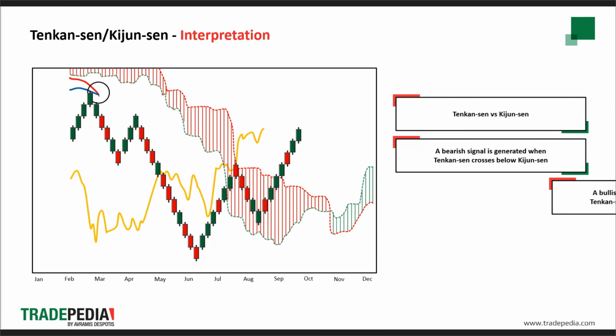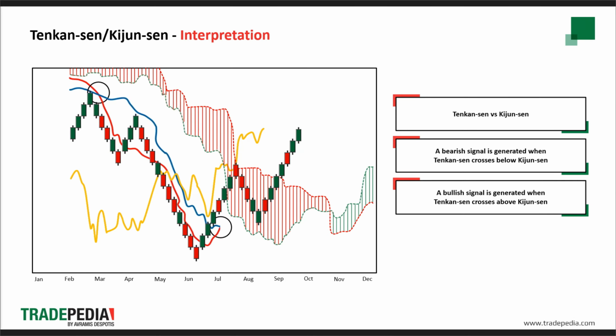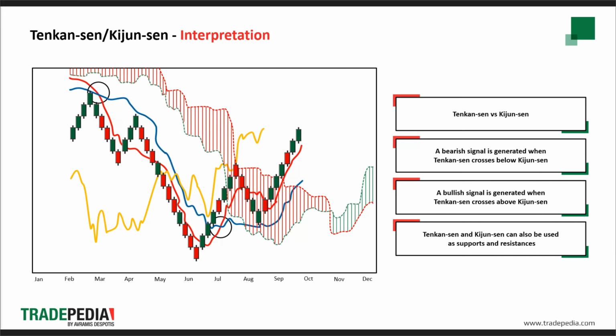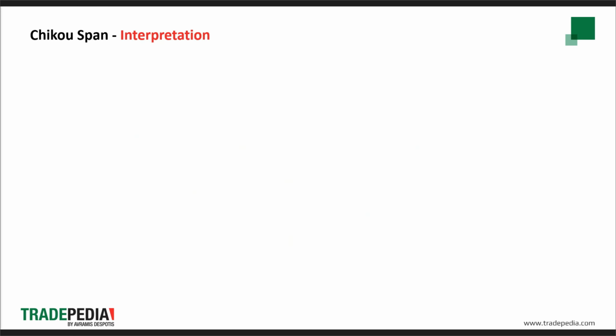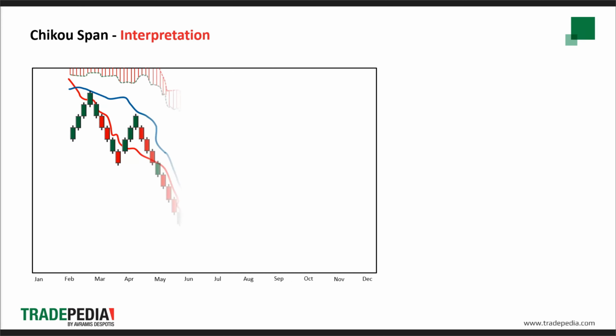And then we have the Tenkan-sen and Kijun-sen. Like I said earlier, remember the death cross, right? When the Tenkan-sen crosses over the Kijun-sen, a bullish signal is generated. And when the Kijun-sen crosses over the Tenkan-sen, it is a bearish signal, right? It can be very confusing, but hopefully you all are following.